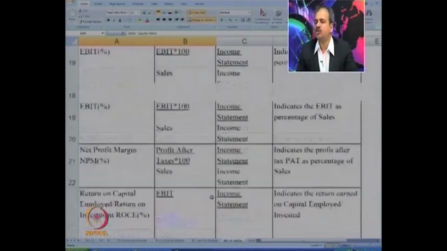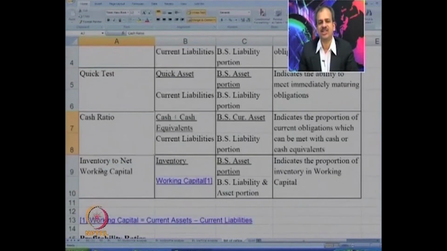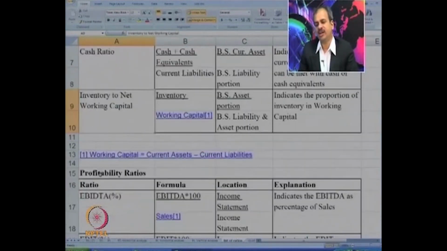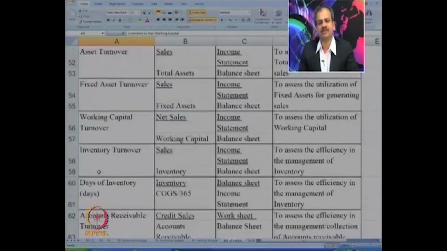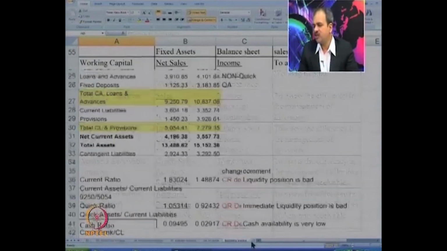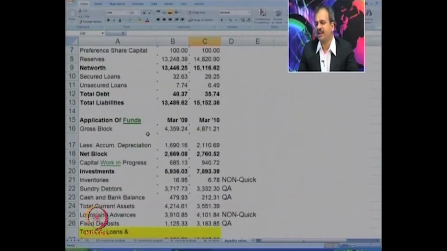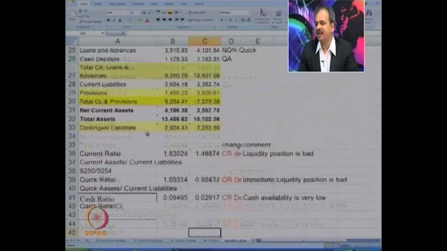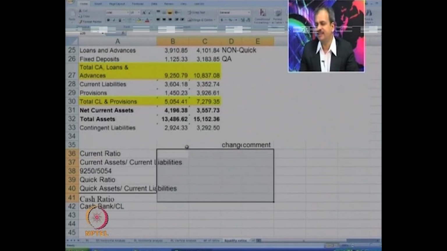Here again I have tried to show the important ratios which we have already learned, but for your revision. So under the liquidity category we have current ratio, quick ratio, cash ratio, inventory to net working capital ratio, then there are profitability ratios and so on. Okay. Now let us try to actually calculate each of the ratios. Here the balance sheet is copied again just for clarity, and now we will go for the calculation of each of the ratios. It has already been done, but we will do it again.